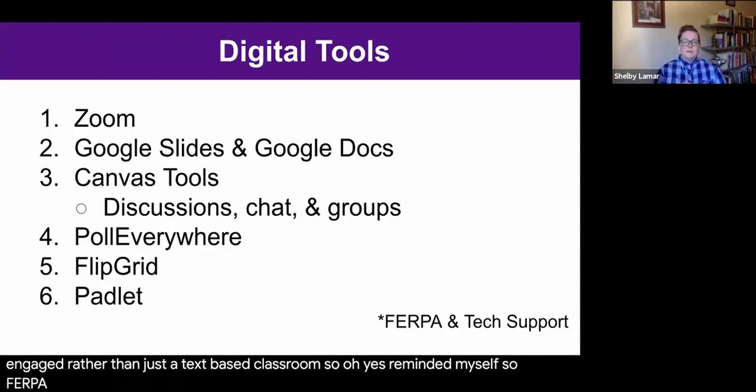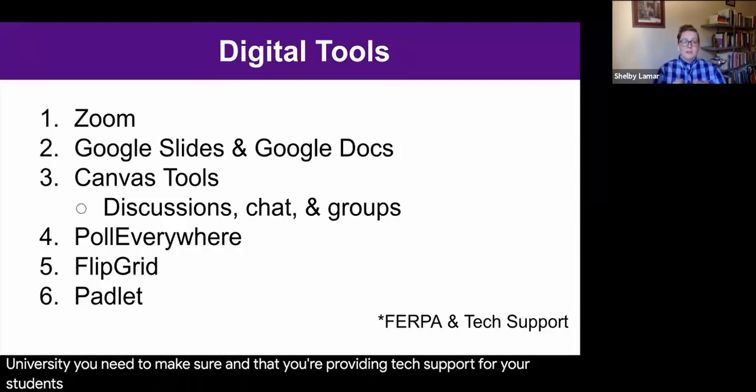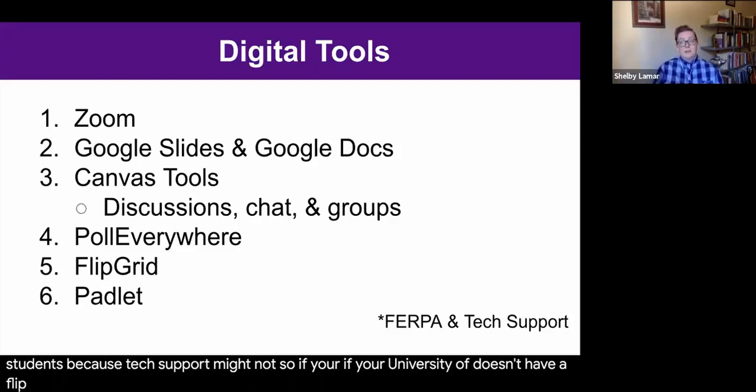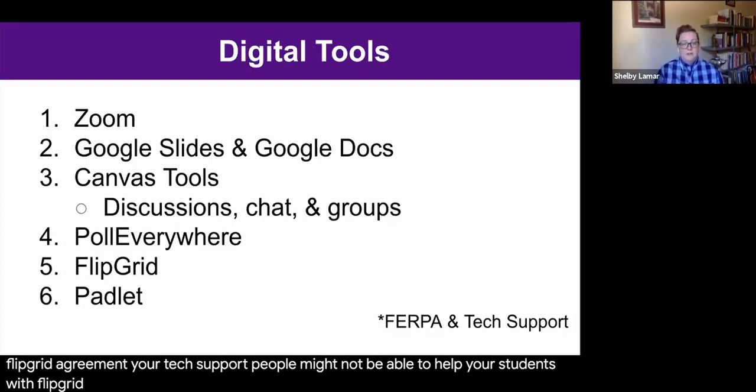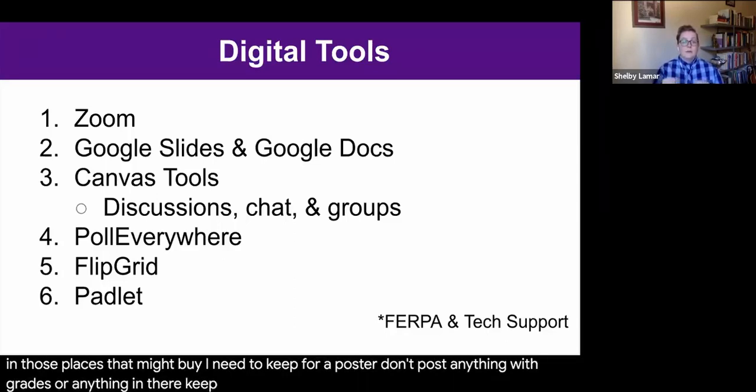So, oh yes, reminded myself. FERPA and technical support. Remember, if you're using tools that aren't supported by your university, you need to make sure that you're providing tech support for your students, because tech support might not. If your university doesn't have a Flipgrid agreement, your tech support people might not be able to help your students with Flipgrid, for instance. So be prepared to help them with that. And don't put anything in those places that might violate FERPA. You still need to keep FERPA, so don't post anything with grades or anything in there. Keep those definitely in Canvas or in your email.